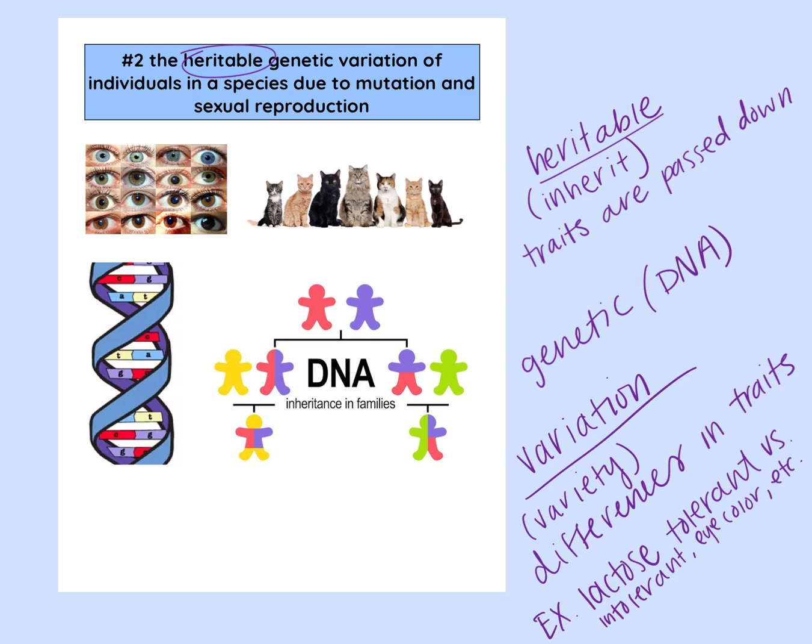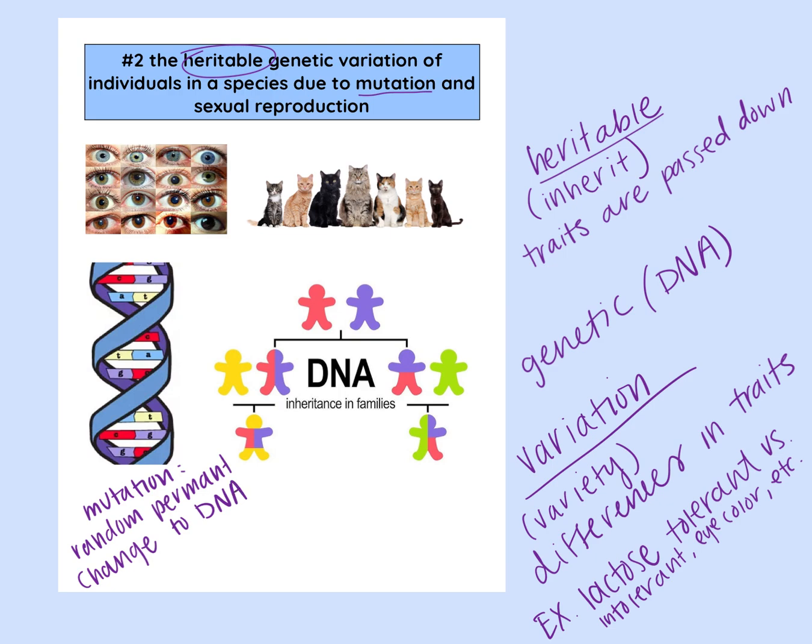So the first part is that there is variation, and the second part is talking about where this variation comes from. So variation typically comes from mutations, and we know that mutations are a random, permanent change to DNA.